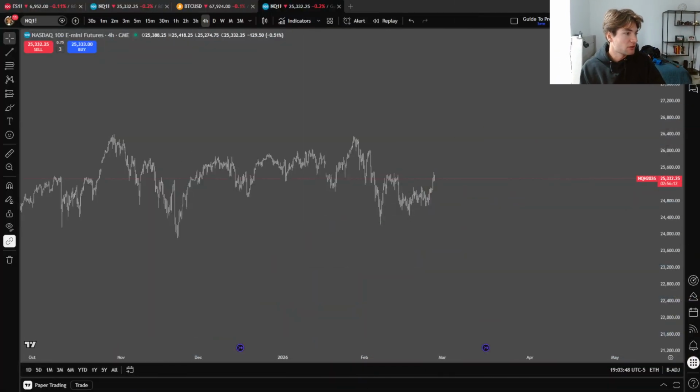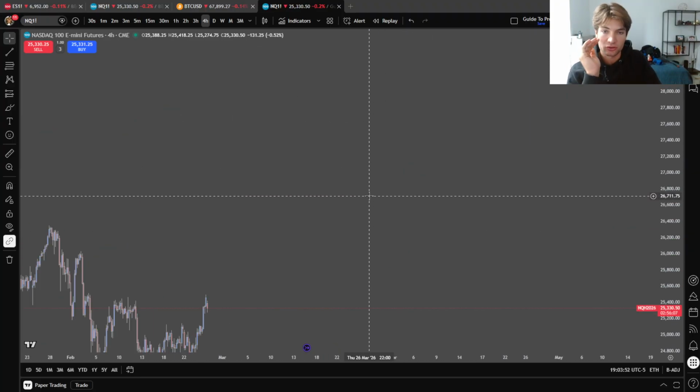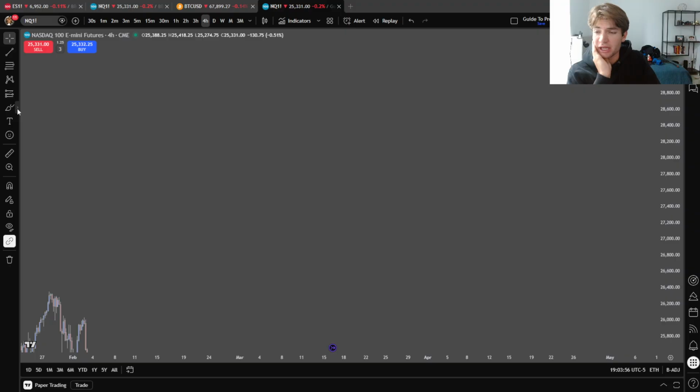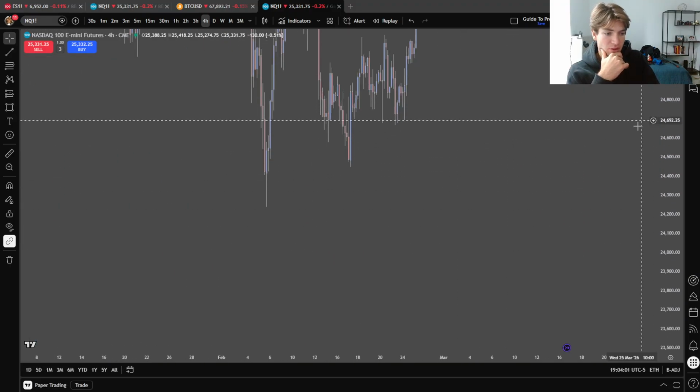So fair value gaps, let's get into it. Super simple, super basic concept. Again, we'll do all of this in the chart. So first, what are fair value gaps? They are candle formations of which we had not traded the range. So I'm just going to do right here.